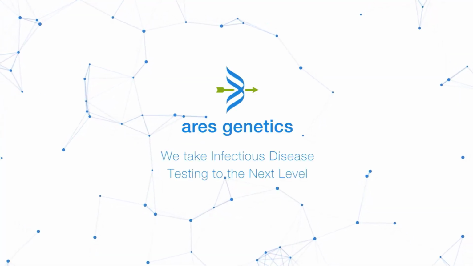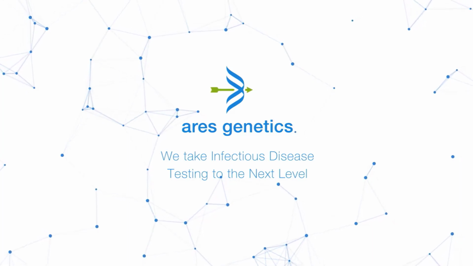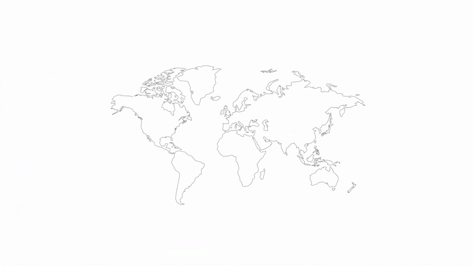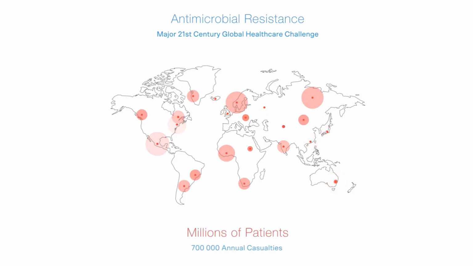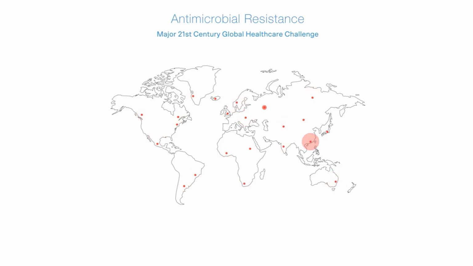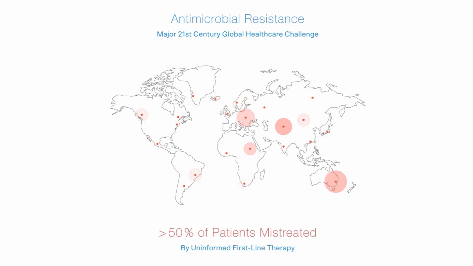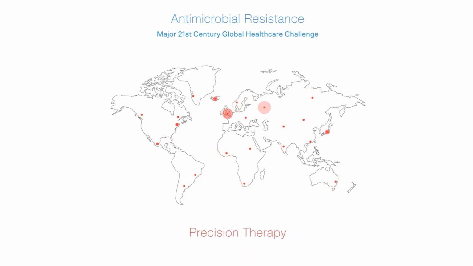Ares-genetics is a digital diagnostics company working towards solving the antimicrobial resistance crisis by combining high-resolution DNA sequencing with artificial intelligence. Antimicrobial resistance is one of the biggest challenges in modern healthcare globally. Each year, infections with drug-resistant pathogens result in more than 700,000 deaths, and the World Health Organization estimates that antimicrobial resistance may claim up to 10 million casualties globally.